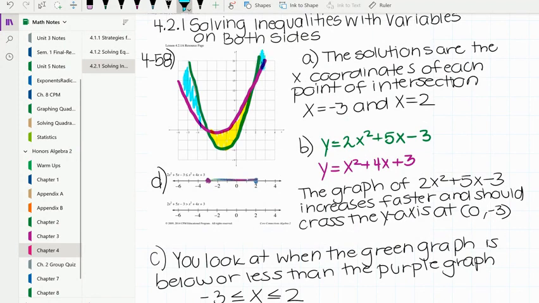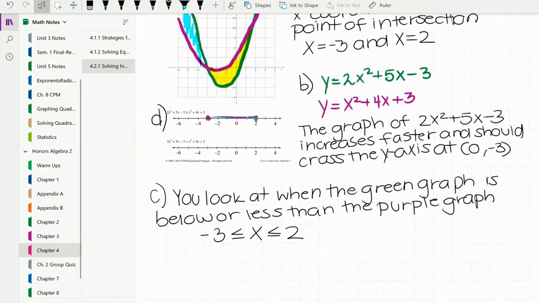Now, we don't have to do shading. I'm just simply doing this so you guys can see it. The shading is actually not part of this problem yet. Once we get to the end of the section, you'll see when we are going to shade. So for part E, my answer, I will always express it using those x values of intersection. It's when x is less than -3 or when x is greater than 2, and I know that because it's on the outsides.